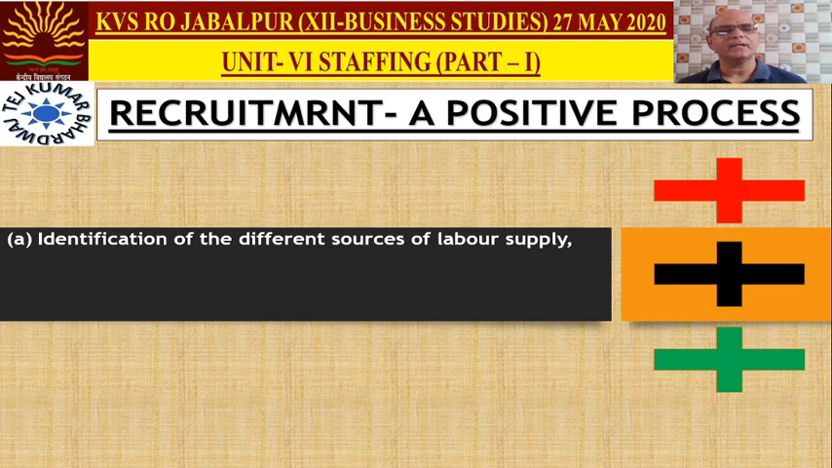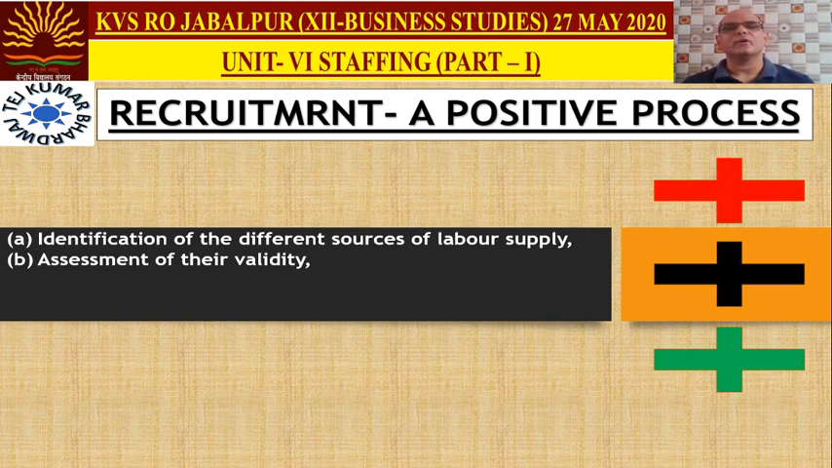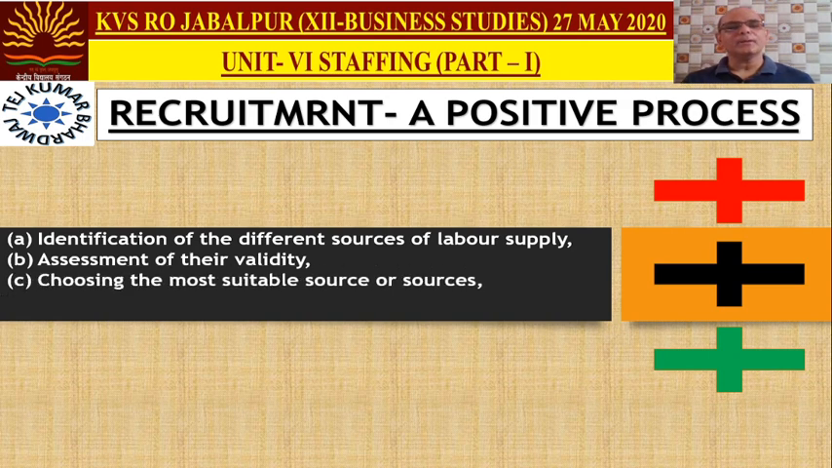Number 1, identification of different sources of labor supply, from where I will get the suitable workforce. Number 2, assessment of their validity, whether they are suitable for my task or not, whether they are able to perform, whether the organization needs them or not. Number 3, choosing the most suitable source or sources. There may be multiple sources for the same purpose, and how do we define that they are suitable or not? According to suitability and the cost, both things are considered.